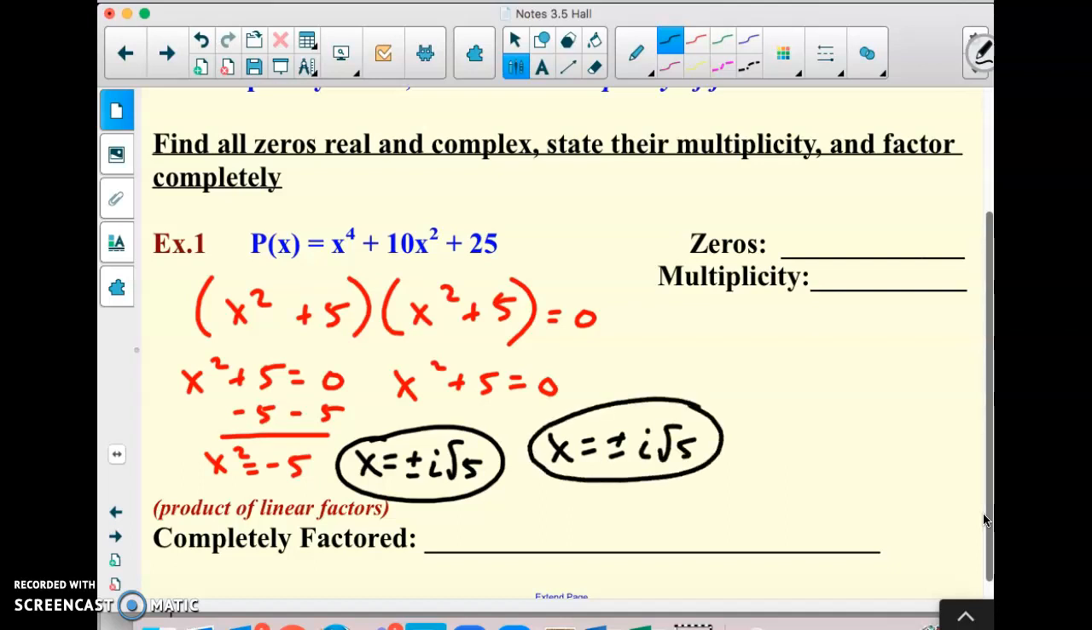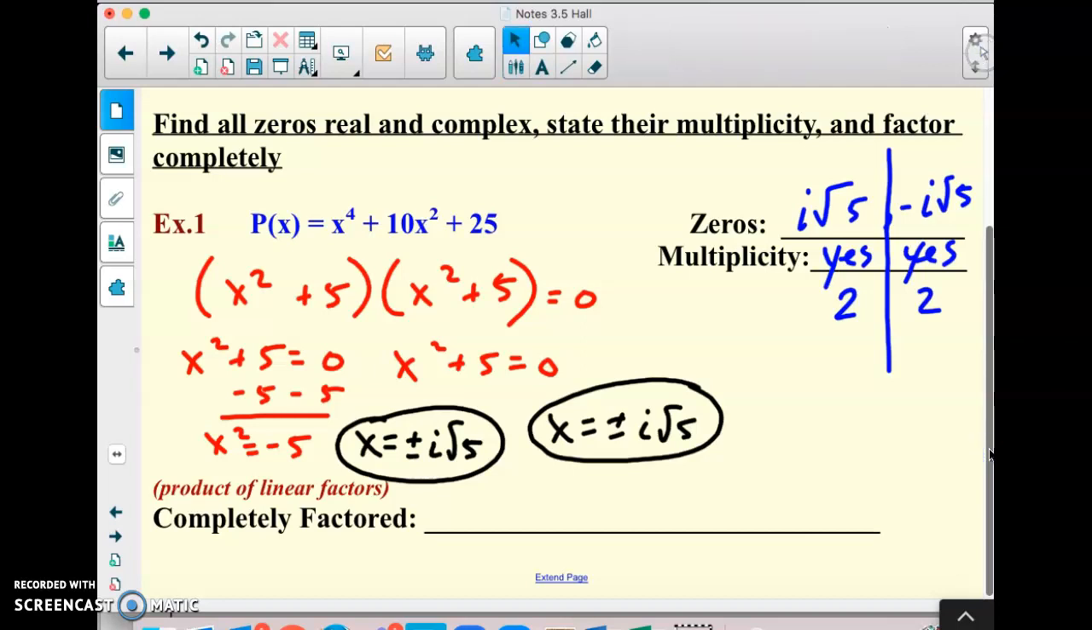So now take a look at what I have. What are the zeros? I have a positive i root 5, and I have a negative i root 5. All right? Do they have multiplicity? The answer is yes, they both do. If you look at it, one has a positive and a negative answer, the other one has a positive and negative answer. Yes, they have multiplicity of 2.